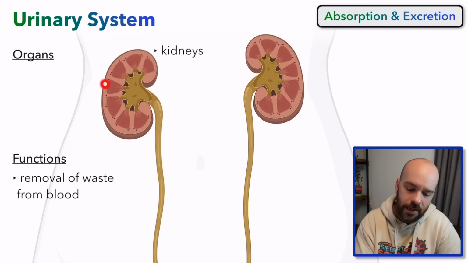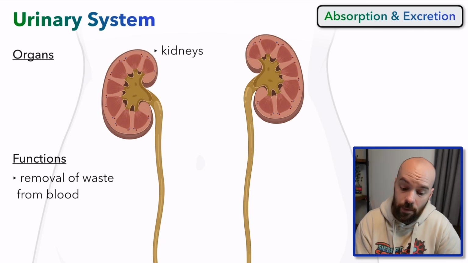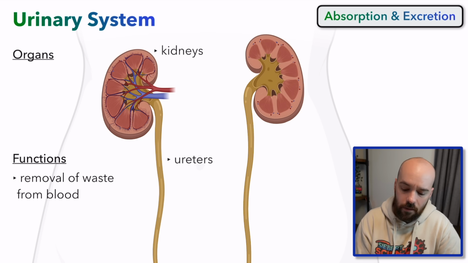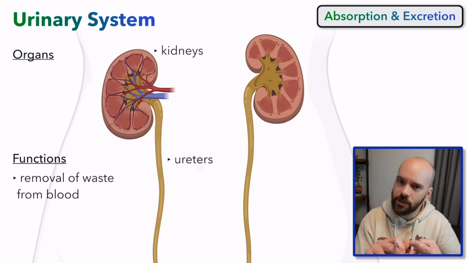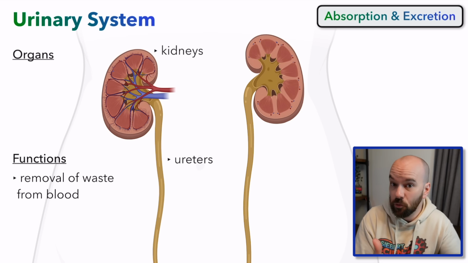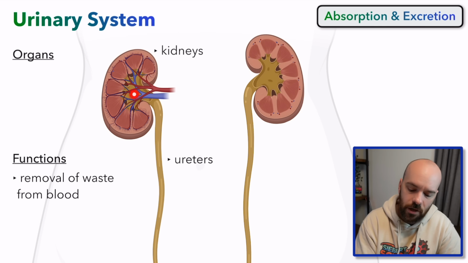Removal of waste from the blood, that's going to happen in the kidneys. So we have a kidney right there. And of course, if this is removing waste from the blood, we better have some blood going into it. And so we've got a couple blood vessels here, and we've got the ureters, which are going to take then the urine, which is the fluid and other waste products that have been filtered out of the blood. We now call it urine, but it's just the fluid and stuff that was in the blood. That's going to travel down the ureters. You've got one on either side, of course.